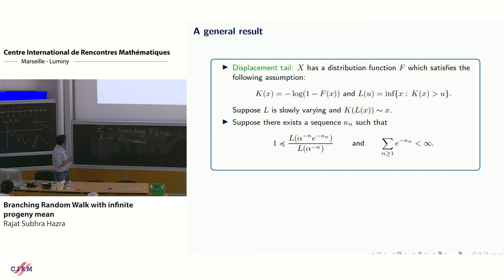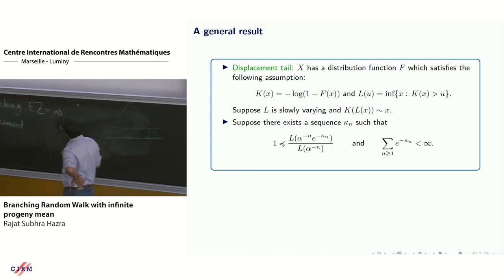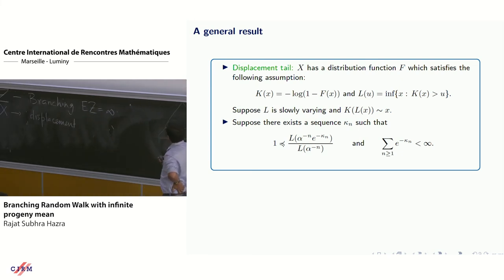And we have a technical assumption on the existence of a sequence, but you can forget about this technical condition. But this technical condition is very crucial, which in a way controls the maxima. And it's quite difficult to always construct such sequences. We'll give some sufficient conditions for constructing such sequences. This summability condition is needed for the Borel-Cantelli lemma, since we need to go to almost sure convergence. That's why these summability conditions are needed.